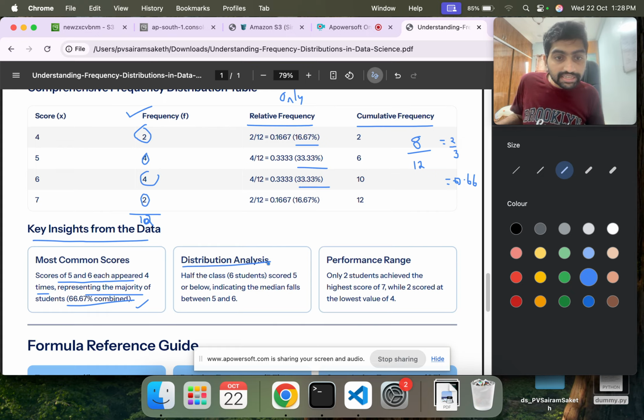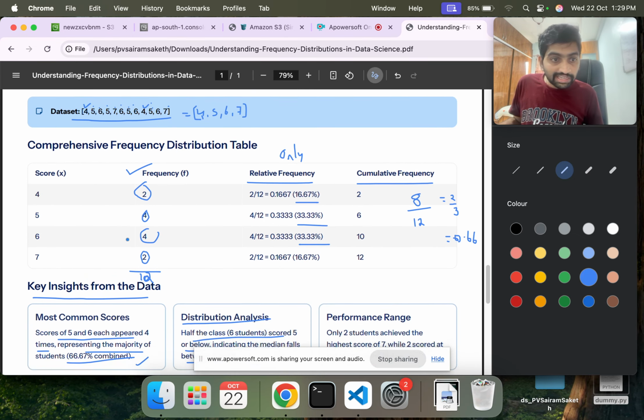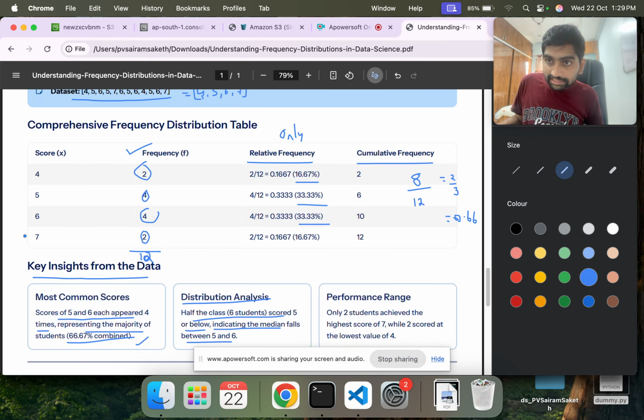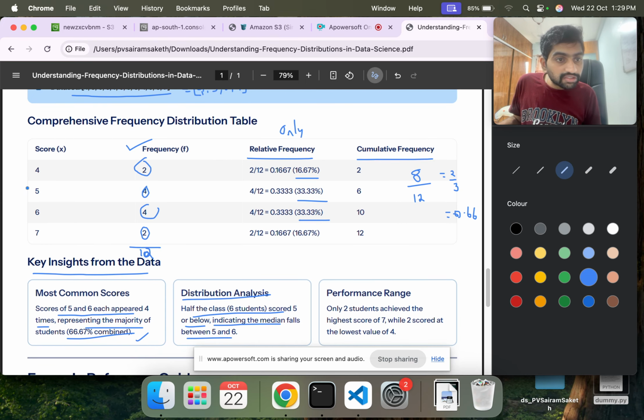What is the second thing? Half of the students scored 5 or below, indicating the median falls between 5 and 6. Means what? Here you see the total here is 4, 5, 6, 7, right? So half of the class, half of the people fall in the range of 5 to 6. So the median that you get will obviously be between 5 and 6. This is the insight that you got from here.